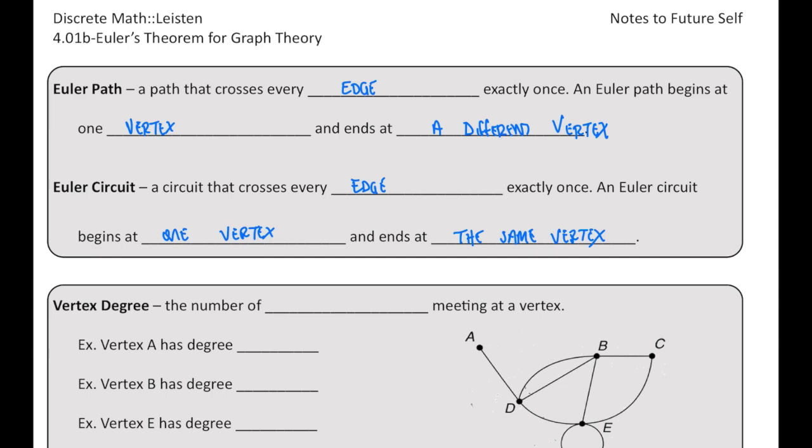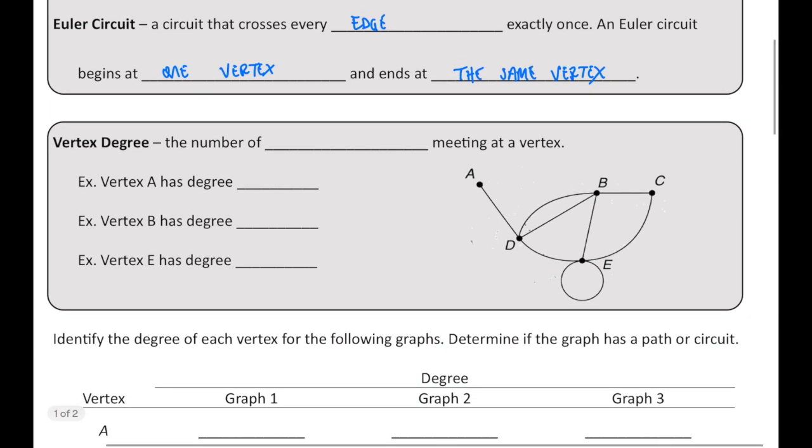Now, a new definition. We're going to be talking about the vertex degree and looking at how the degree impacts whether we have an Euler path, an Euler circuit, or neither of those two is possible. The degree of a vertex is the number of edges that meet at a vertex. So looking at our sample here, A, we have one line, one path out of A. A has degree 1. Vertex B, if I start at vertex B, I've got 1, 2, 3, 4 lines that can go into B. So vertex B has degree 4.